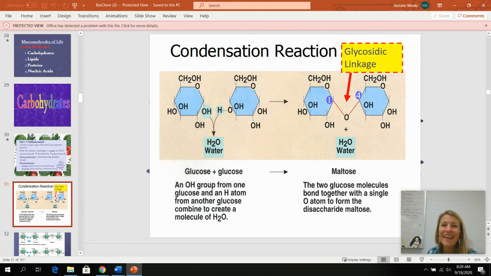The next thing we have is talking about how these things actually link together. So we talked about dehydration synthesis. That would also be a condensation reaction, because condensation is taking water out of something. So in dehydration synthesis, we are taking water out to create, up at the top here, that glycosidic linkage. That glycosidic linkage is the type of bond that bonds these sugar units together. Just like in proteins, we talk about a peptide bond that bonds them together. In sugars, it's called the glycosidic linkage.